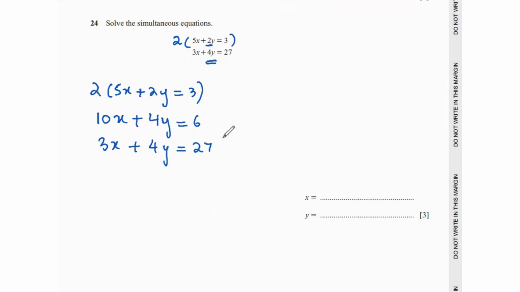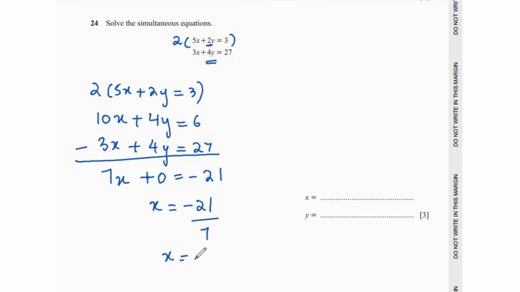Next thing we need to decide is how do we get rid of the y? Do we add the equations or do we subtract them? We can clearly see that both y's are positive. So in order for us to eliminate y, we need to subtract the equations. So 10x minus 3x is 7x. 4y minus 4y is 0. 6 minus 27 is negative 21. X is going to be negative 21 divided by 7, which is negative 3. So that's your value of x.